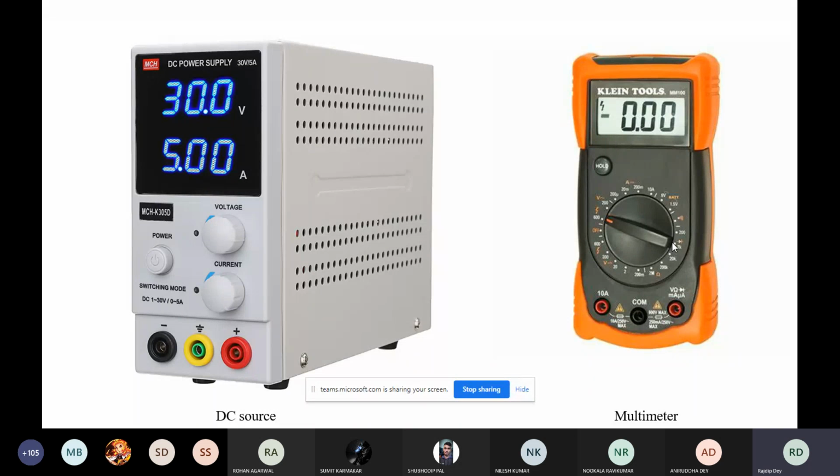Now suppose both settings are at 5 volt and you connect plus and minus, then it will act as a 10 volt source. Okay, like that. Similarly, you can see the multimeter also here.